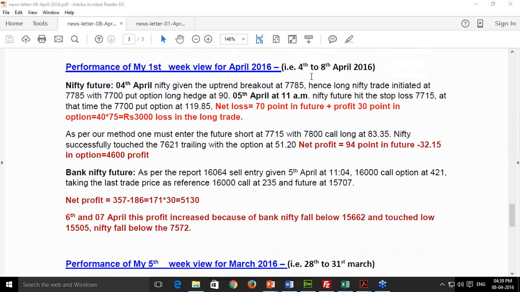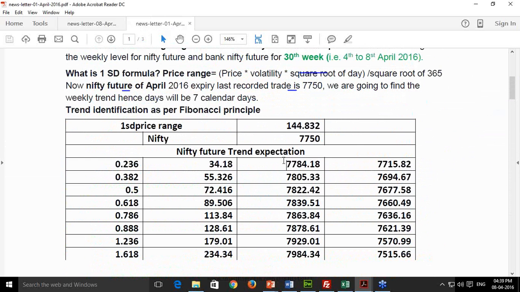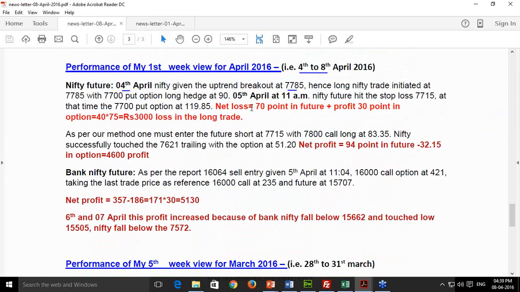So how is the performance of our last week's trend calculation? I gave the calculations on 1st April, so for 4th to 8th April, this is how it has performed. On 4th April, Nifty gave a buy trend breakout based on last week's calculation, and that too on the very first day, Monday. However, it failed on Tuesday around 11 o'clock post the RBI policy review, and then the trader reversed the position.